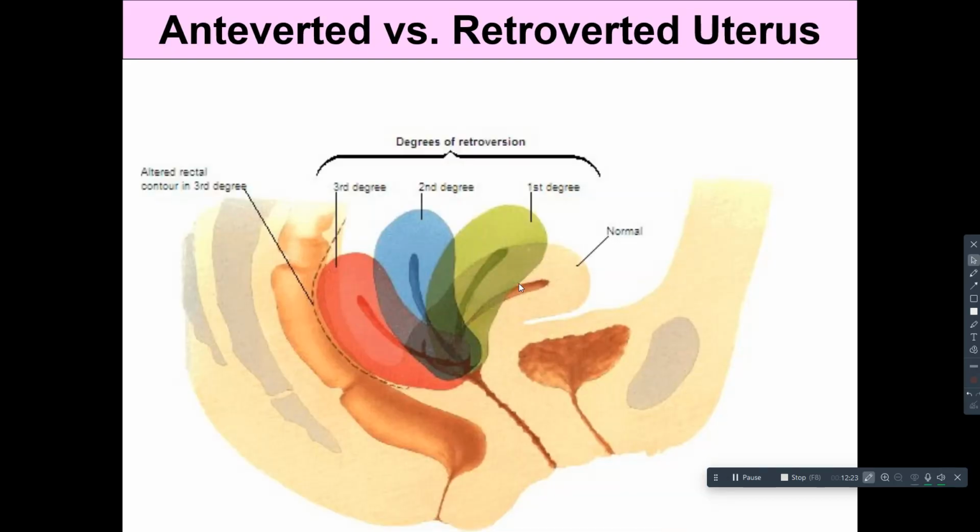Now, typically the normal uterus is anteverted, which means it leans forward. The vagina goes up, and then the uterus almost makes a 90-degree turn, leans forward on the urinary bladder. But it can start to get retroverted, especially in old age and with multiple pregnancies. And that can increase the likelihood of the uterus dropping or prolapsing. We'll talk more about that in a second.